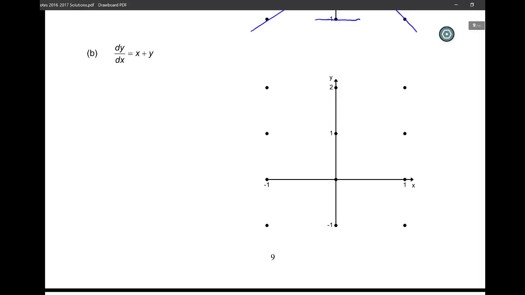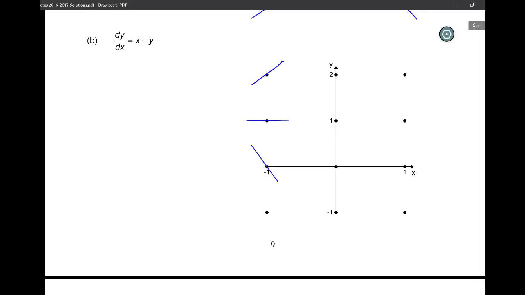Okay, next one, dy/dx equals x plus y. So now we're adding the x and the y coordinate. So let's say we start from (-1, 2) this time. So -1 plus 2 is 1. So that's the slope of 1. Next one is (-1, 1). So we add those. We're going to have a slope of 0. (-1, 0) is going to have a slope of -1. And (-1, -1) is going to have a slope of -2. So that's going to get steeper, but in a negative direction.